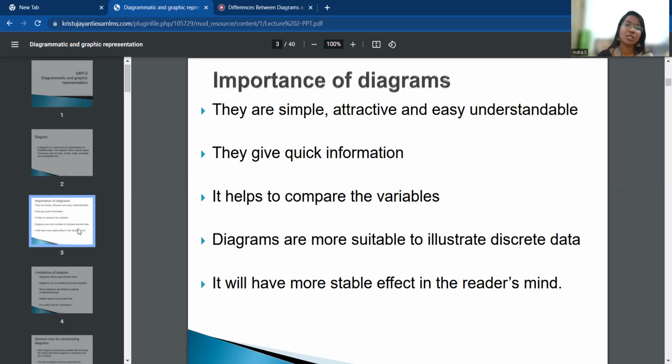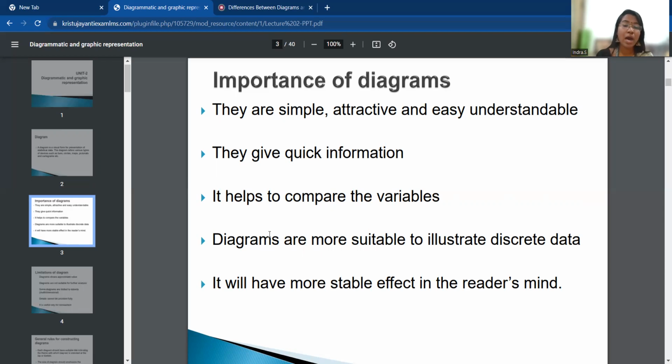Let's understand the different importance of diagrams now. The first is that they should be simple and attractive, which makes the information easily understandable for everyone. They also give us quick information, a quick glance of what the entire data is. Having these diagrams, as a layman or as a researcher or an investigator, helps me compare the different variables available to me. It is also more suitable to illustrate, and it is more useful for discrete data analysis.